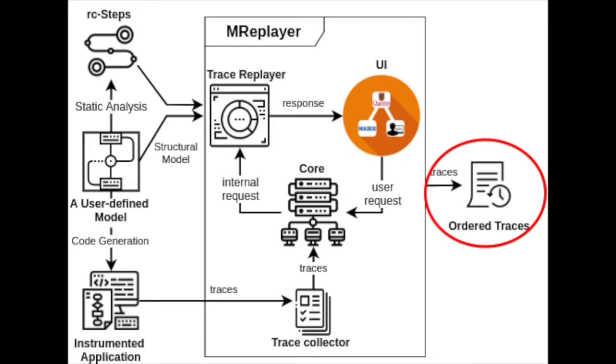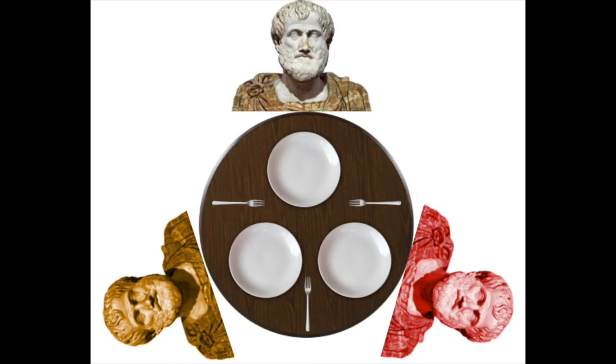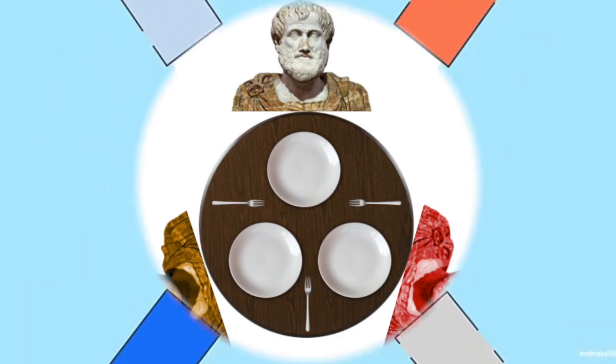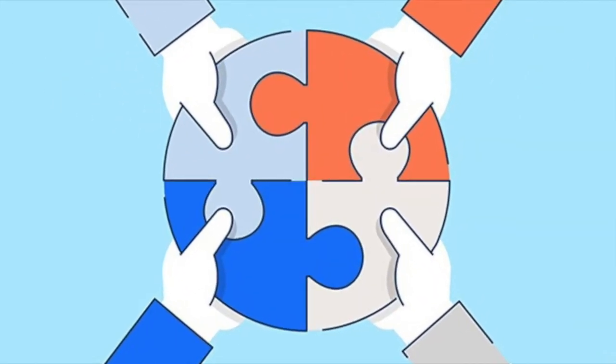that MReplayer outputs. The example model we will be using for this demo is Dining Philosophers, which is a classic synchronization problem. This model includes 3 philosophers sitting around a circular table, and there are 3 forks, one between each 2 philosophers, and a philosopher needs 2 forks to eat. So, there should be a proper resource allocation strategy to avoid getting stuck in a deadlock.